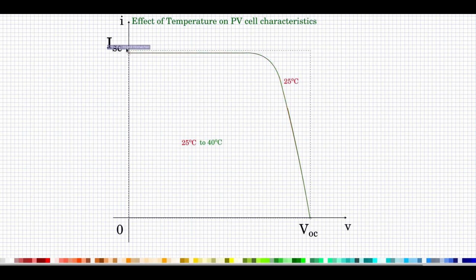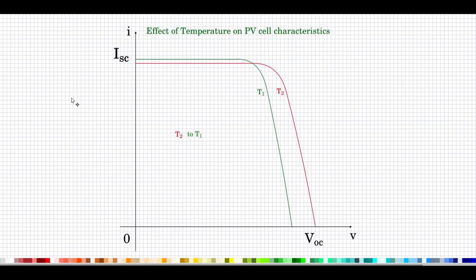The ISC will vary slightly and it will increase with increase in temperature. That's what we studied. And what happens to VOC? VOC would decrease with increase in temperature and it will decrease in inverse ratio. So the changed PV cell characteristic curve would look like this, the one shown in green. So as temperature increases, the characteristic shifts in this manner.